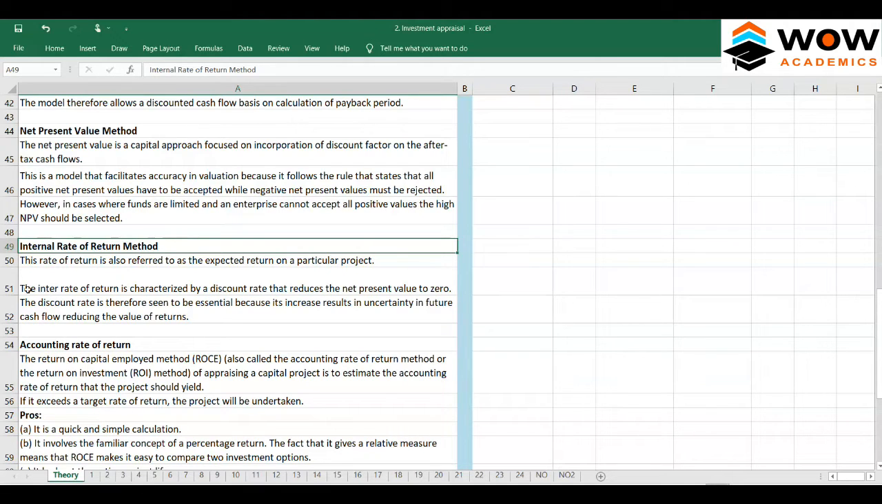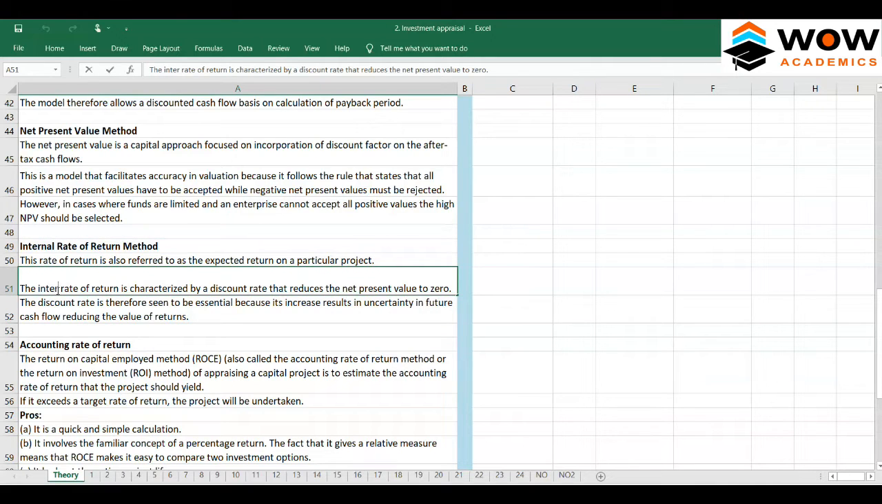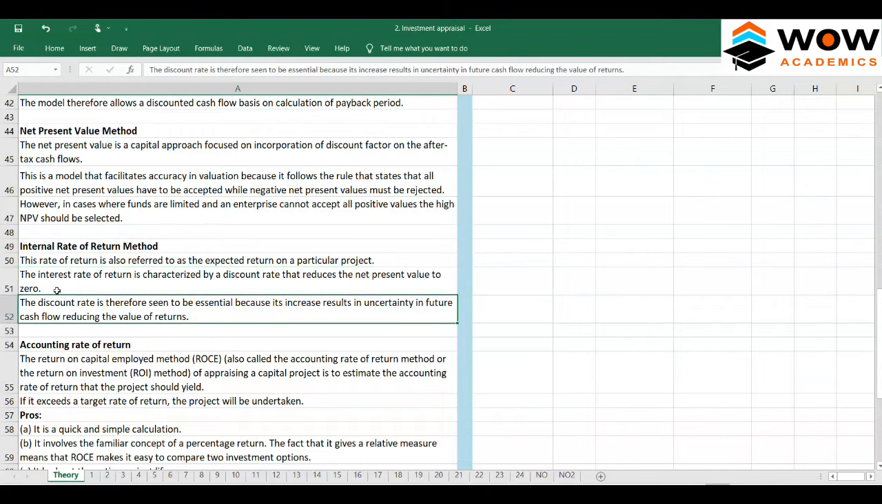The internal rate of return is characterized by a discount rate that reduces the NPV to 0. So what is IRR? IRR is the point at which NPV becomes 0. We'll work it out and see how it works.